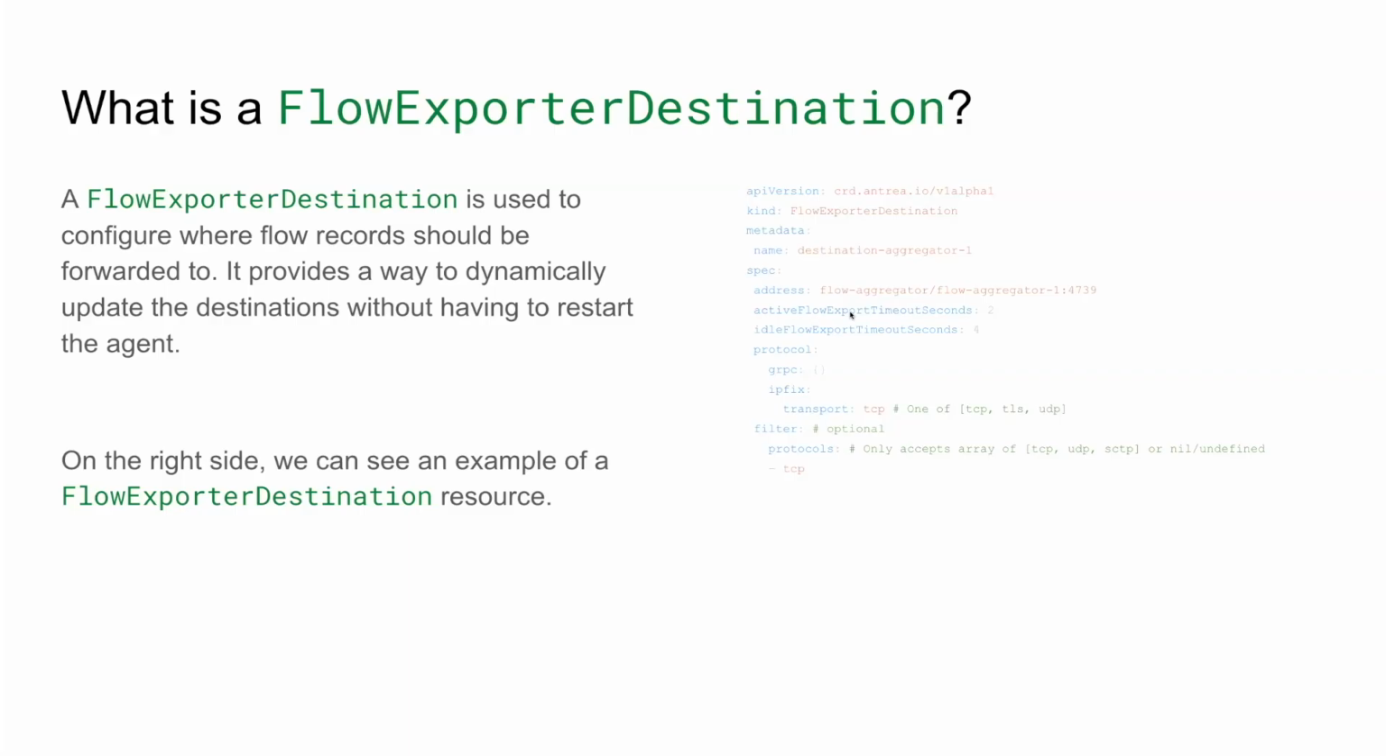Parameters like flow export timeout seconds and idle flow export timeout. Then you can select the protocol, which must be one of those two values, either gRPC or IPFIX. And if you select IPFIX, of course, you also have a choice of TCP, TLS, or UDP transport selection. And then you can specify a filter. At the moment, the only filter which is supported is a filter on protocol, which you can use to specify what kind of flows will need to be sent to this aggregator. So that's the definition of the CRD.